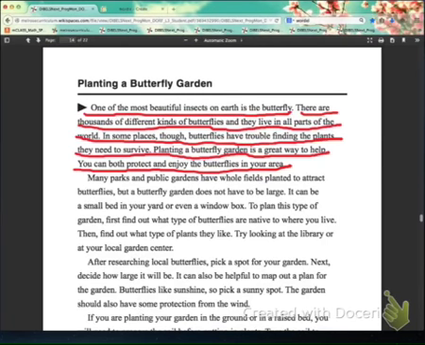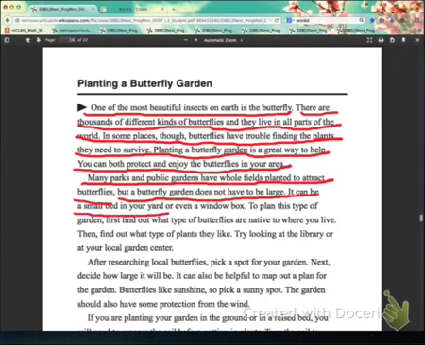All right, beginning. I don't even know if it recorded the first paragraph because it stopped, but we're going to keep going. Ready? Okay. Many parks and public gardens have whole fields planted to attract butterflies. But a butterfly garden does not have to be large. It can be a small bed in your yard or even a window box. To plan this type of garden, first find out what type of butterflies are native.